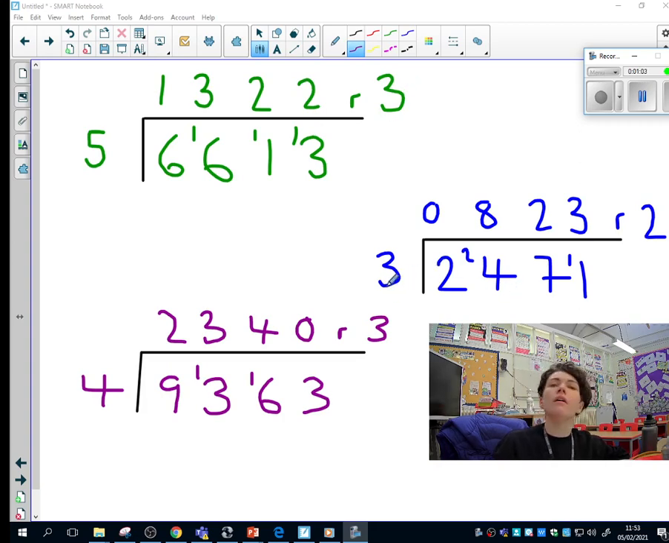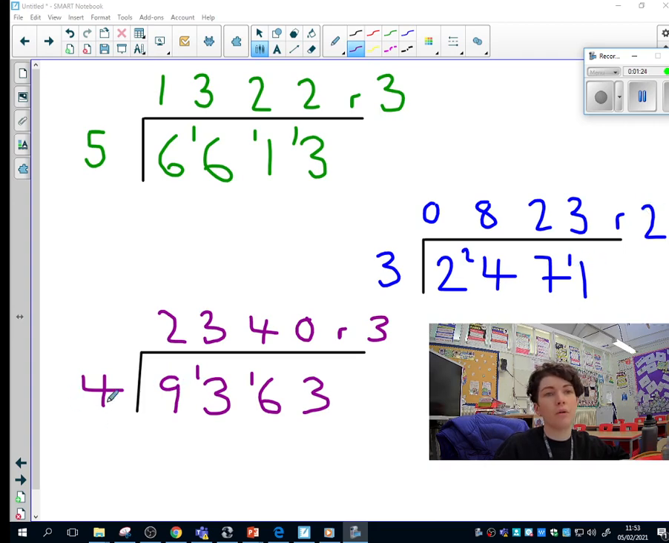Okay, the next one, 3s into 2 doesn't go, so we have to carry that 2 over. 3s into 24 goes 8 times. 3s into 7 goes twice, but we've got 1 left over. So 3 times 3 gives us 9, so that means that we've got a remainder of 2, because there's 11 there.